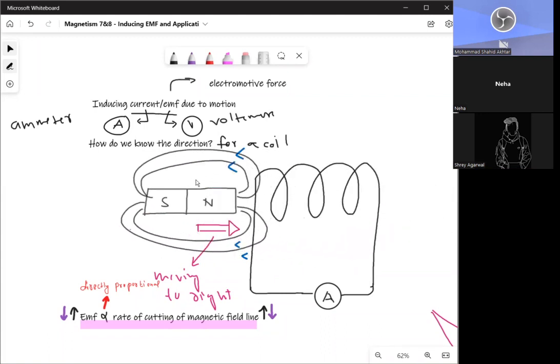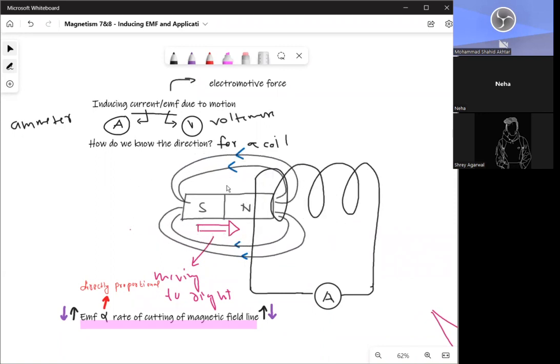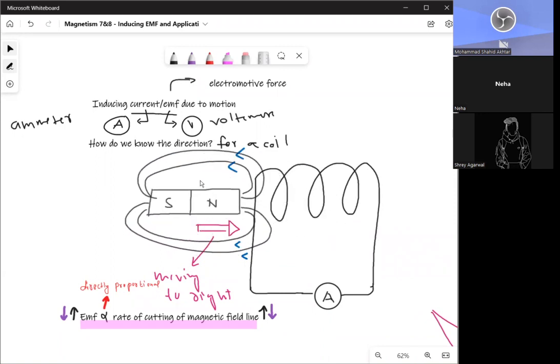Now that the magnet is moving to the right, the field lines are cutting the coil. So we know that an EMF is induced. That's clear. If the field lines are cutting, that means EMF is induced. But now we have to see what the direction of the EMF is. Is it positive? Is it negative? That's the main question.